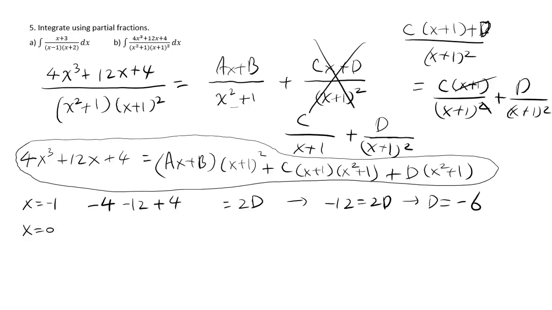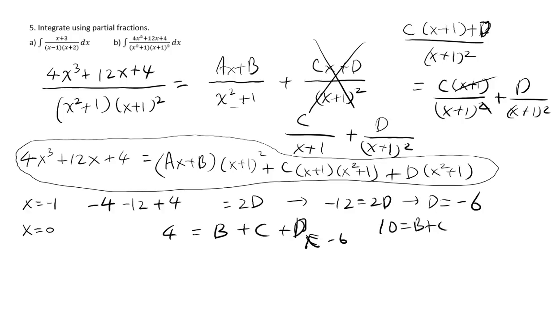And x equal to 0 at least gets rid of a. So that gives you b on the right, and also c, and also d on the right, which is equal to, if you plug in 0, 4. And since d is negative 6, if I replace d with negative 6 and move it to the left side, you get 10 equals b plus c. Okay.